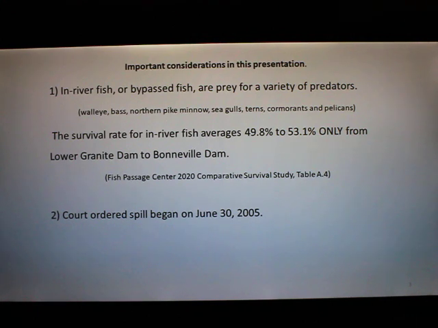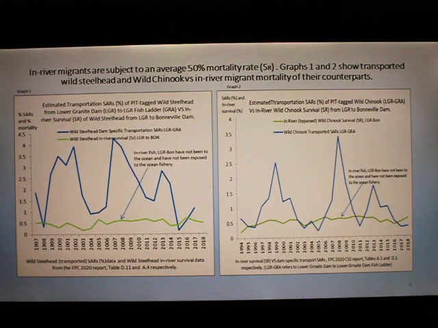Important considerations in this presentation are, the first one, in-river fish or bypass fish are prey for a variety of predators. The survival rate for in-river or bypass fish averages 49.8% to 53.1% only from Lower Granite to Bonneville Dam. I really want to emphasize that. That's in-river only from Lower Granite to Bonneville. Second, the court order spill began on June 30th, 2005.